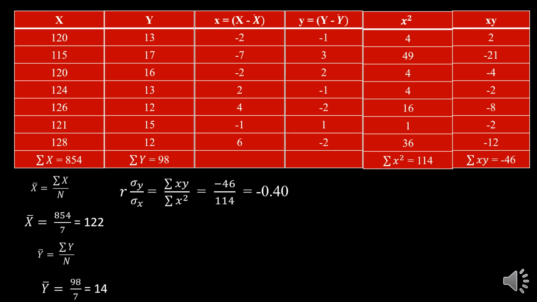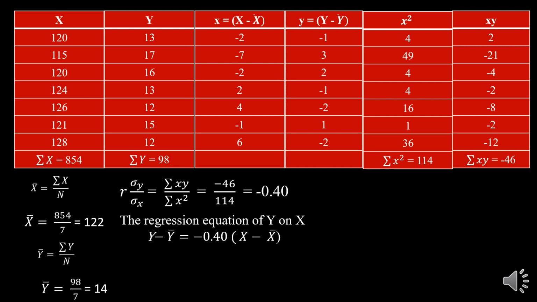Okay, now we'll put them into the equation. b is equal to summation xy divided by summation x square, which is equal to minus 46 divided by 114. So the value is minus 0.40. This is the value of the regression coefficient.